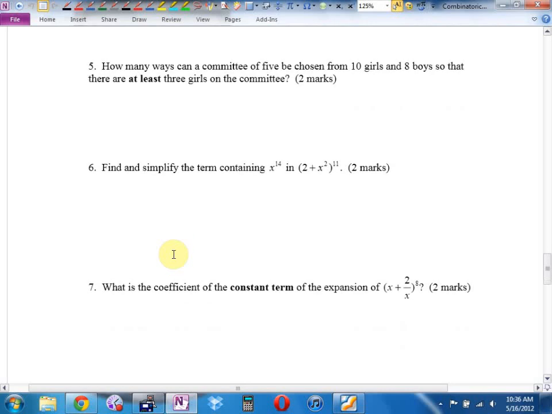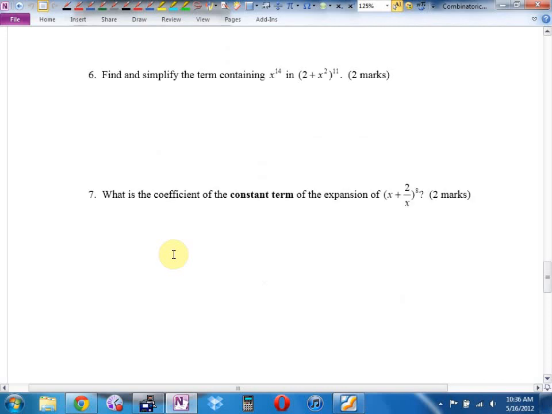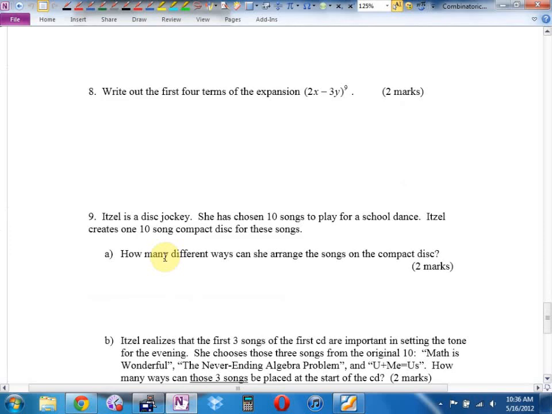Number 6, find and simplify the term containing the x to the 14th in that there thing there. That's very similar to what we just did 2 questions ago, where we had to figure out what term it is, when does it appear? Number 7, what is the coefficient of the constant term? Hey, that's what we just did. Turn the page over. Emily, turn the page over if you haven't already. Number 8, write out the first 4 terms of that expansion there.